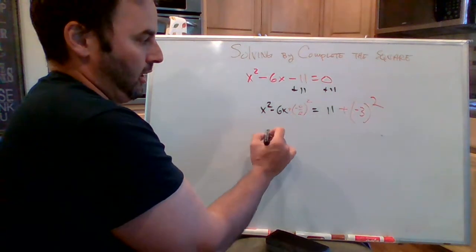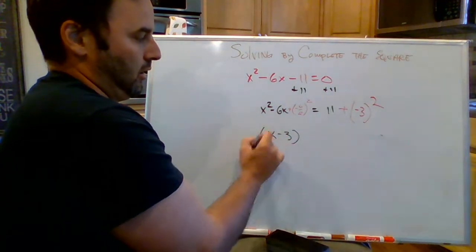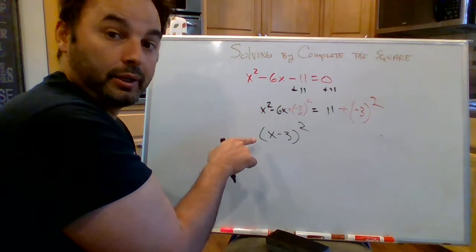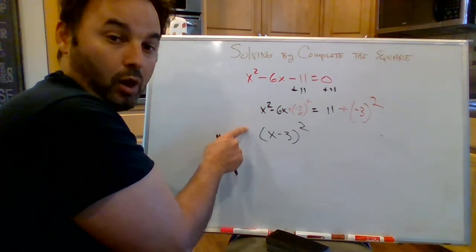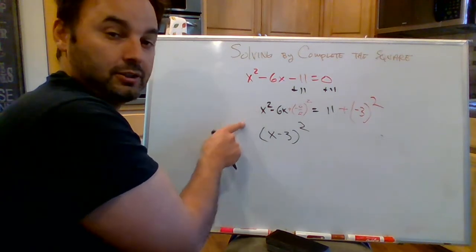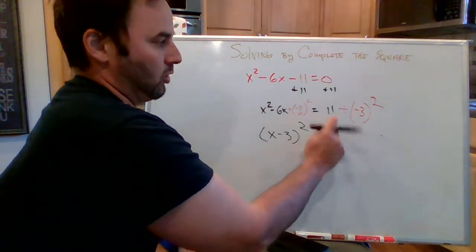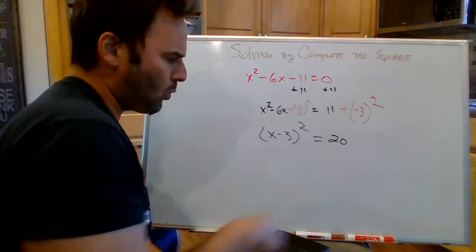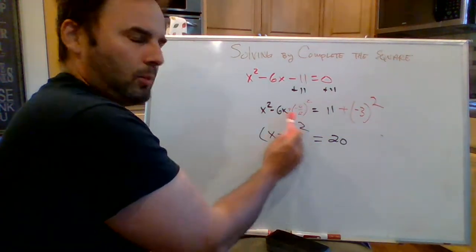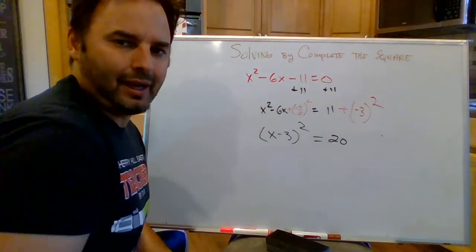Because what will happen is this will become x minus 3, the quantity squared. That's the point of completing the square, is you can jump from here to here without doing any of the other work. That's why completing the square does give you an advantage in some problems. And this is going to equal 11 plus 9 is 20. Well, and you're not going to multiply this out, because then you're just going to get back to the end.